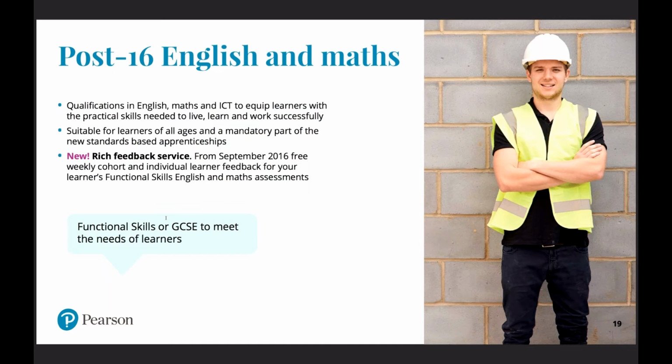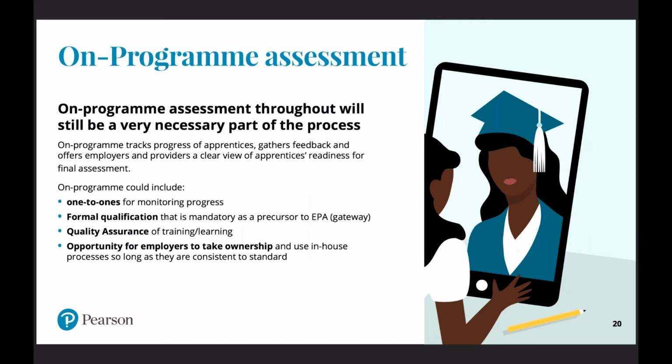We now have a fantastic new rich feedback service, which is available as from now, September 2016. And I advise you to go onto our website and have a look at that. We've got our levels of maths and English through our GCE and also through our functional skills, which I've just mentioned to you on an earlier slide. We have a plethora of supporting teaching and learning resources to include Smart Thinking, again, which is digital, Exam Wizard, and a load of functional skills resources. So please take a look at that and make sure that your learner is ready. English and maths must be passed before the learner goes on to EPA.